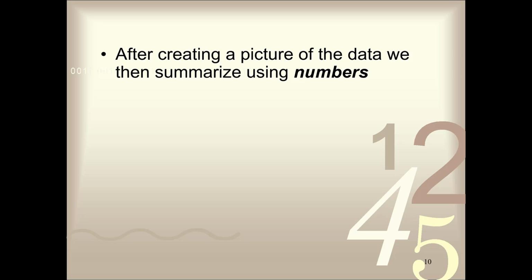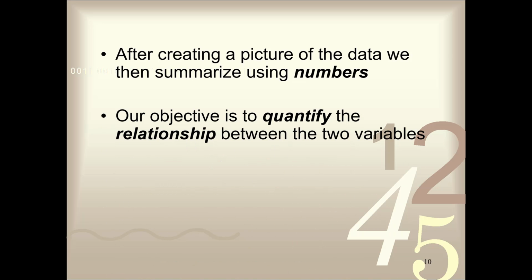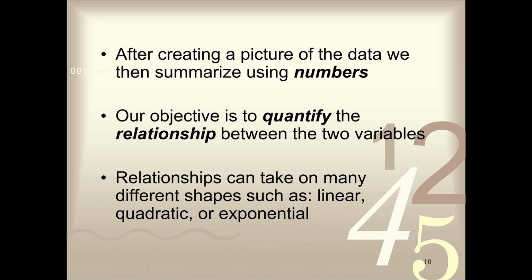So after creating a picture of the data, we want to then summarize using numbers and see if those numbers are actually significant. Right now I'm just guessing there's a positive, strong correlation just based on the scatter plot. So our objective is to quantify the relationship between the two variables with the correlation coefficient.